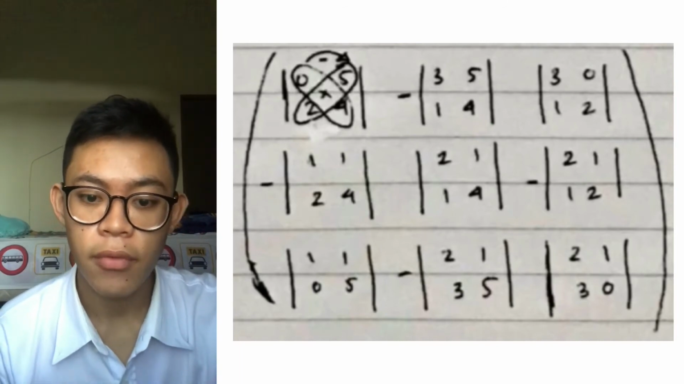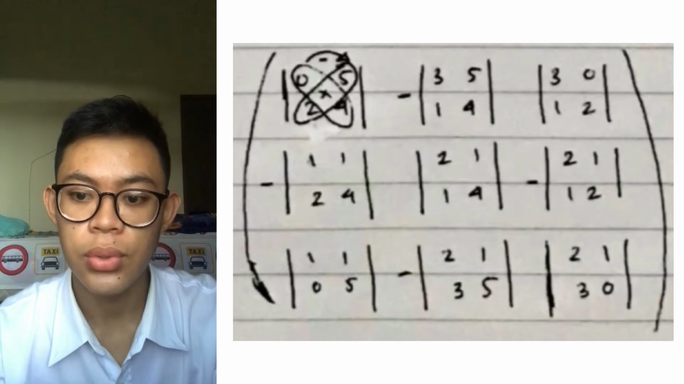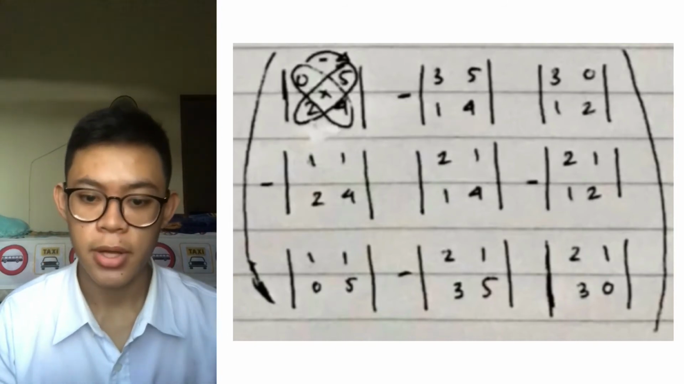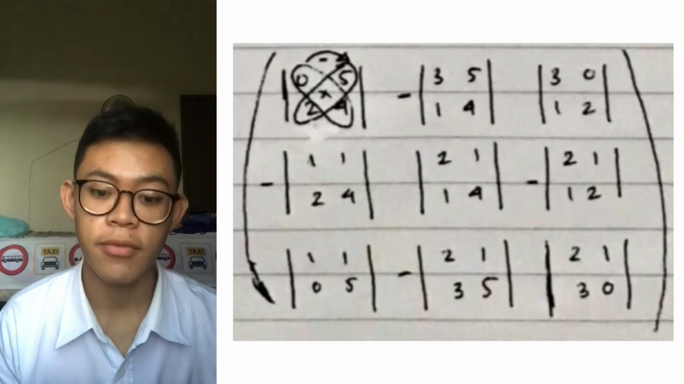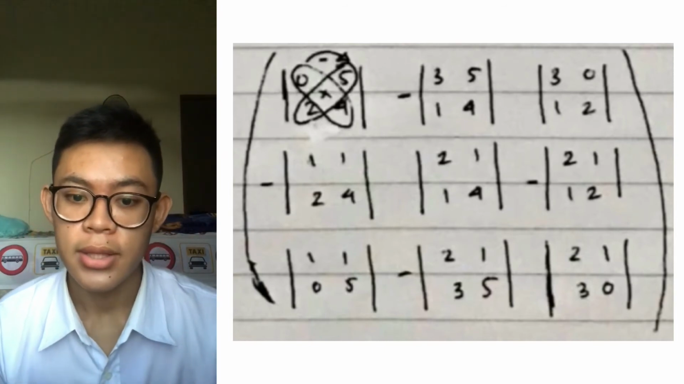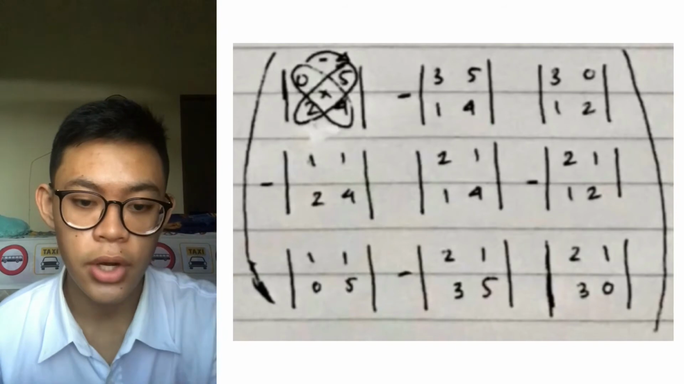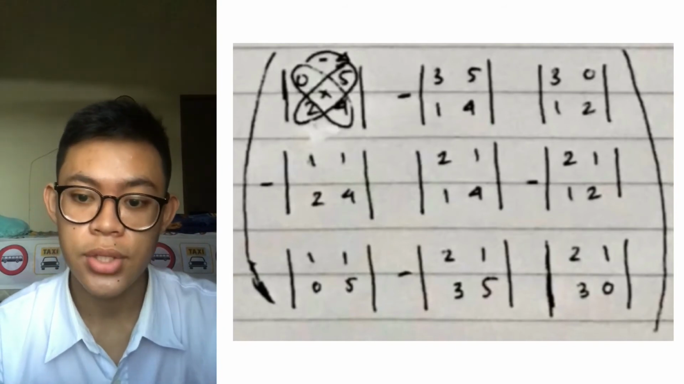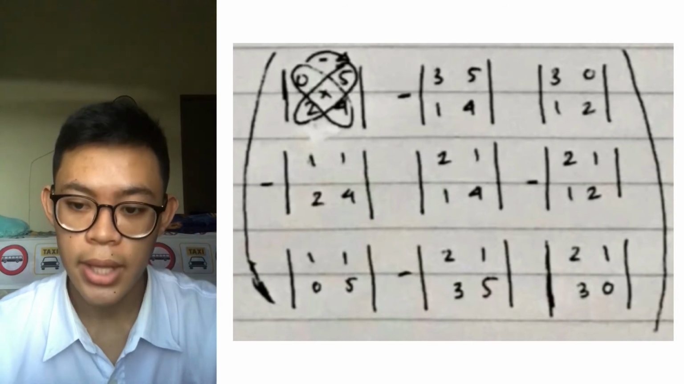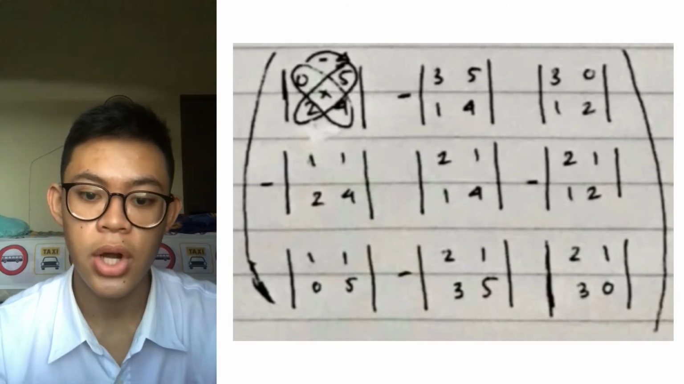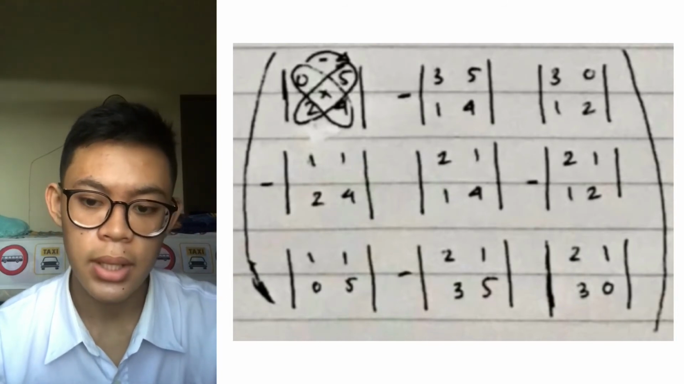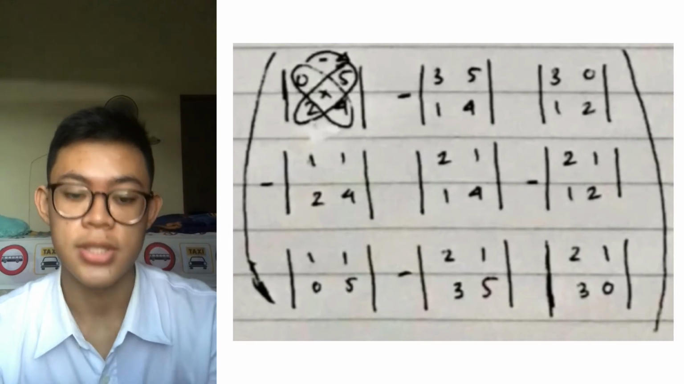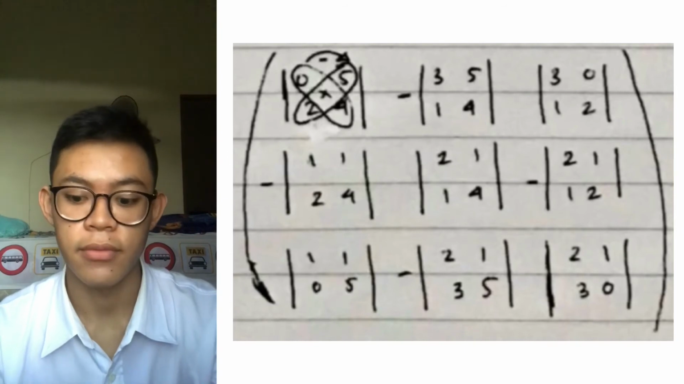And then the next term of this formula is you have to do the positive, negative, positive, negative, positive, negative, positive, negative, positive. So this means like the first row the result should be positive, and then negative, and then positive, and then the second row should be negative, positive, and negative, and the third row should be positive, negative, and positive.